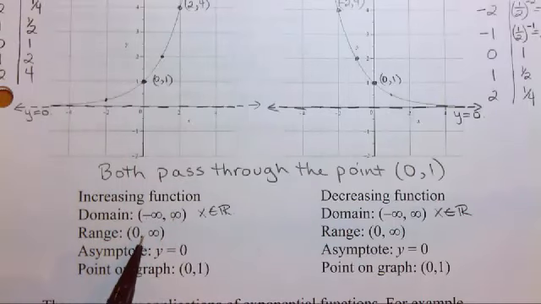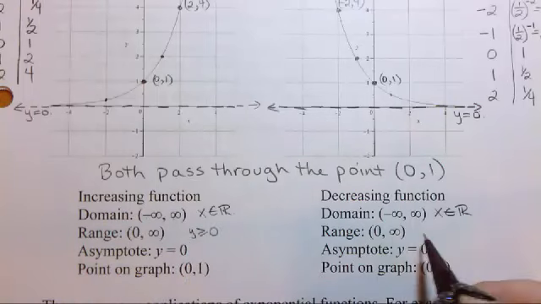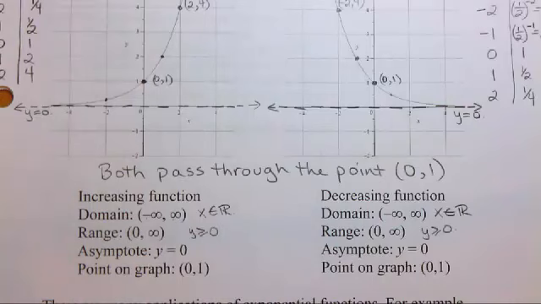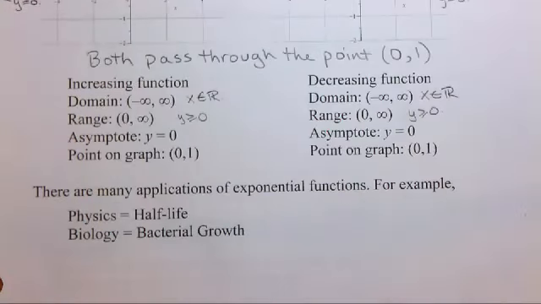Now the range for both of them is 0 to infinity. So that means that your y values are always greater than or equal to 0, if you want it in set notation. Our asymptote in both cases is y equals 0, and the point on the graph that they both have is (0, 1).